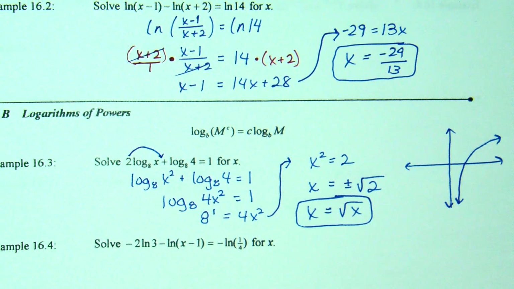So just kind of be aware, especially in that square root type situation, when you're taking the square root of something and you're creating two answers, double check yourself.